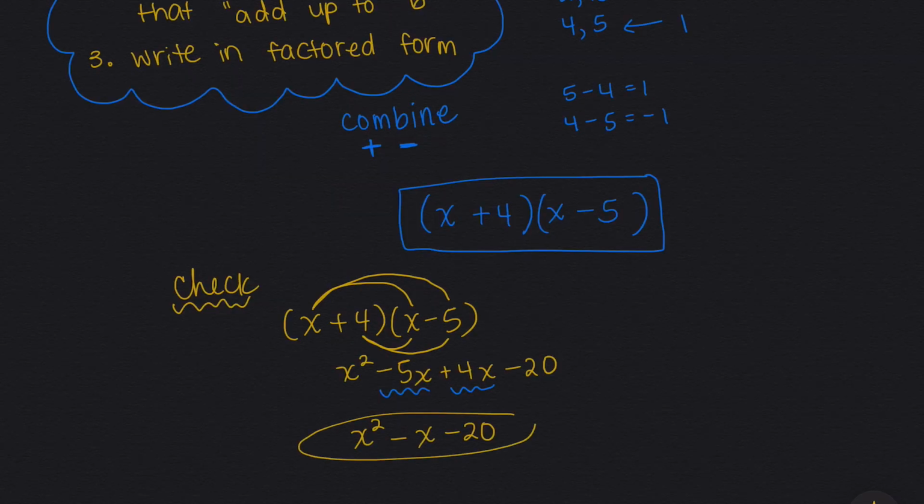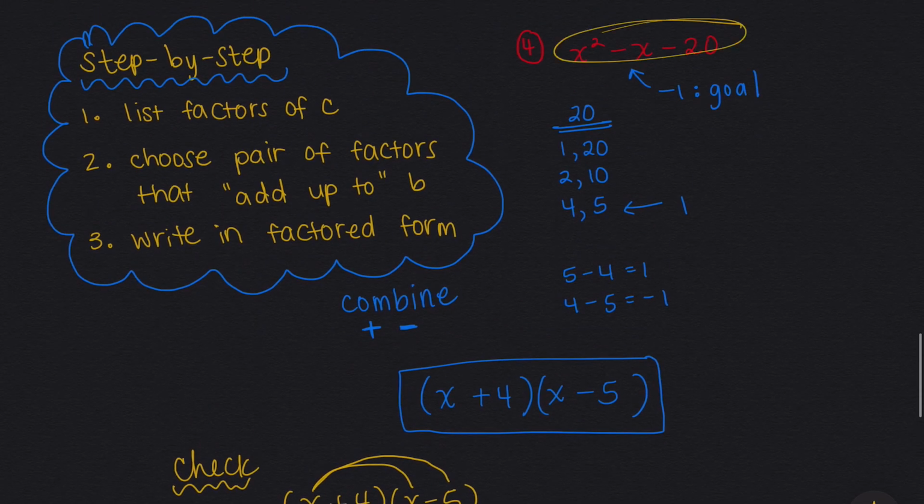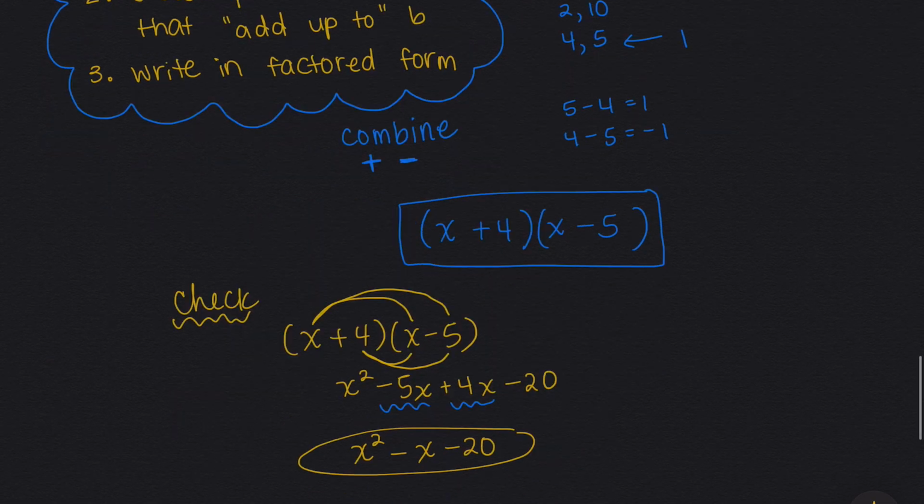If we compare this to our original, we'll see that they are exactly the same, which lets us know that our factoring was correct. We'll go to our next question. x squared plus 3x minus 18. First step, list the factors of c.